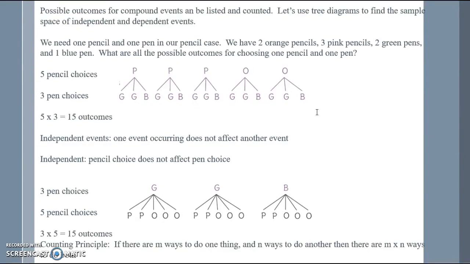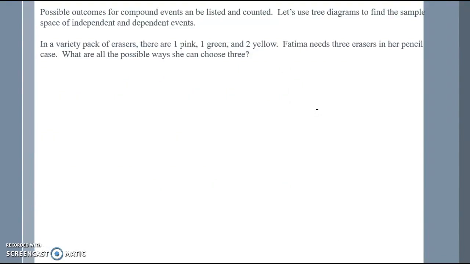This is known as the counting principle. So if there are m ways to do one thing and n ways to do another, then there are m times n ways to do them both.